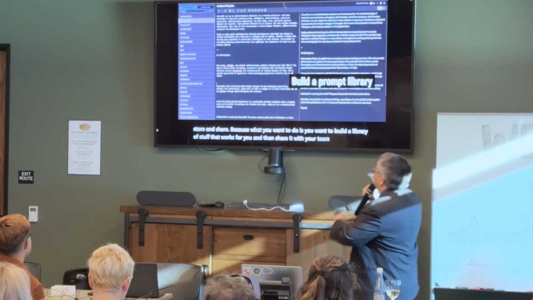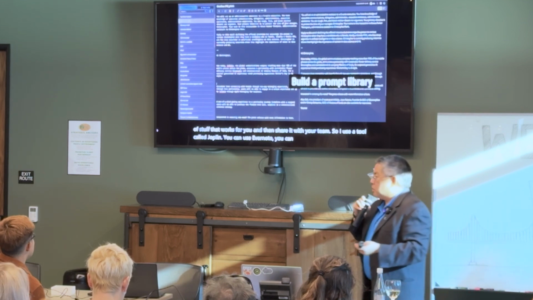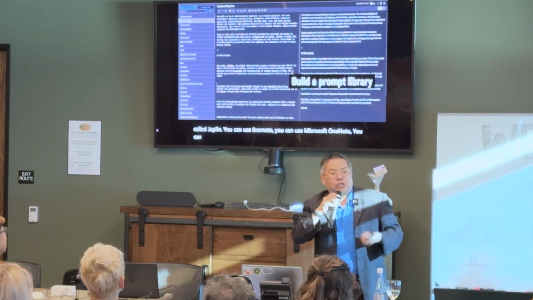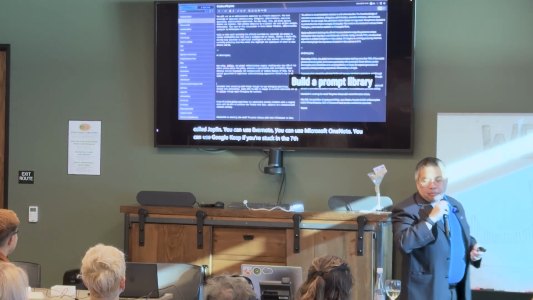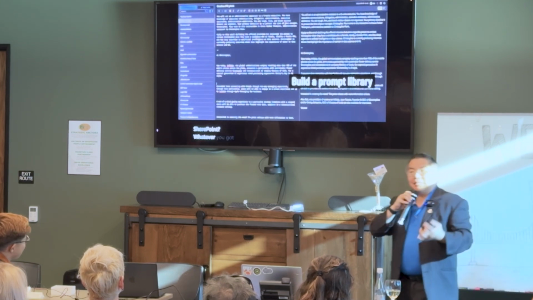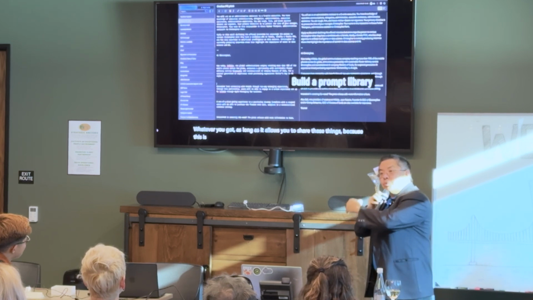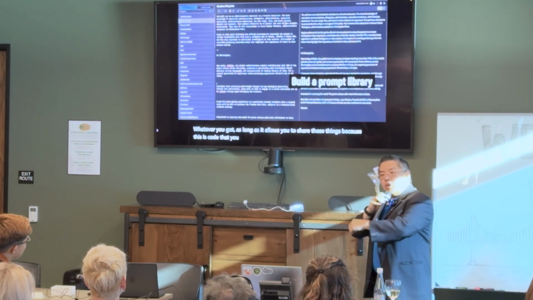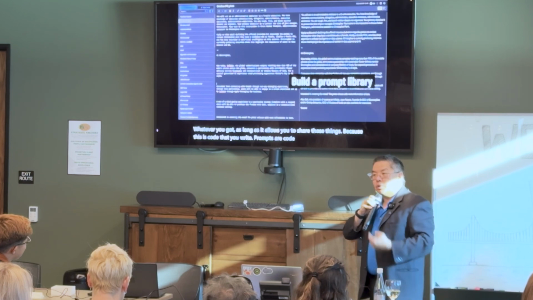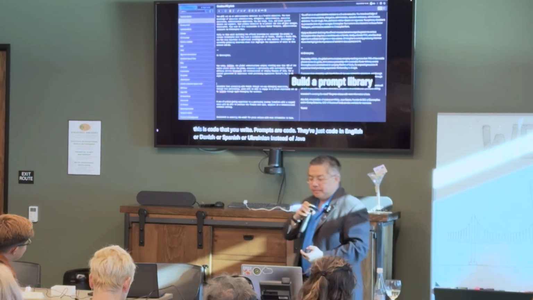So I use a tool called Joplin. You can use Evernote. You can use Microsoft OneNote. You can use Google Keep. If you're stuck in the 7th circle of hell, you can use SharePoint. Whatever you got, as long as it allows you to share these things, because this is code that you write. Prompts are code. They're just code in English or Danish or Spanish or Ukrainian instead of Java or Python.